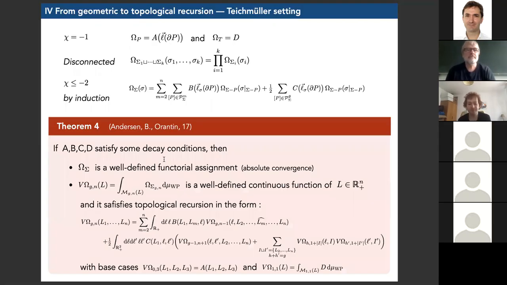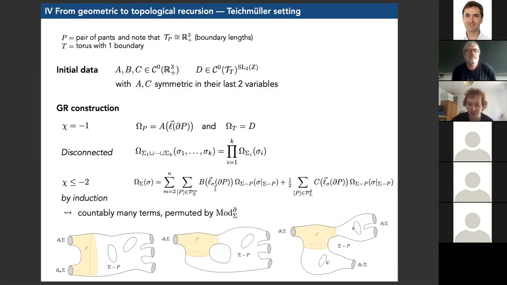The theorem that we proved with Andersen and Orantin is that if A, B, C, D satisfy some decay conditions, first, this is well defined. Then it's a functorial assignment. And this is just because the mapping class group just permutes terms within this sum. So as soon as you know it's absolutely convergent, you know that it's going to be mapping class group invariant and then actually a functorial assignment.